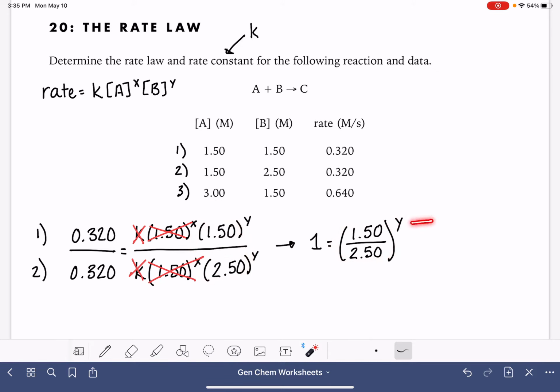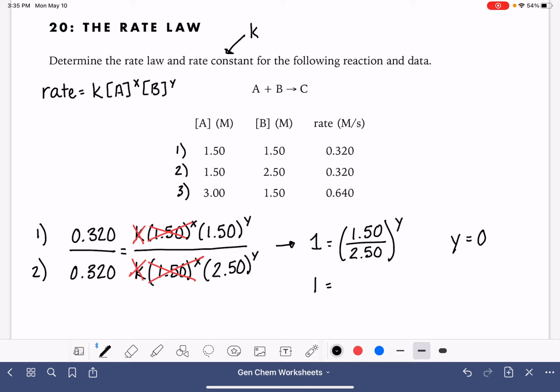And all we have to do now is solve for Y. Now you might be able to figure this out just by looking at it. Depending on how familiar you are with exponents, you might say this is only going to work if Y is equal to 0. But let's pretend like maybe you're not that comfortable with exponents and we need to actually work the math out on this the long way.